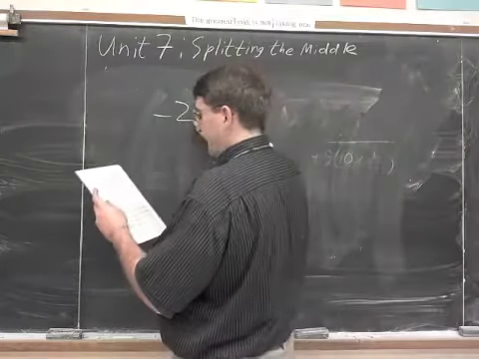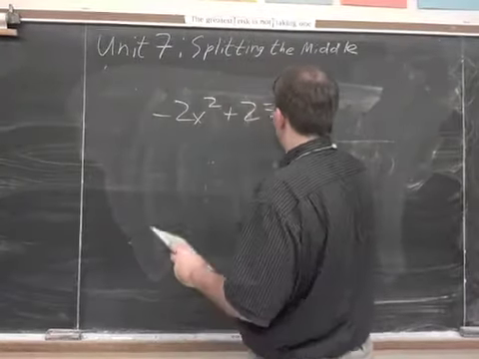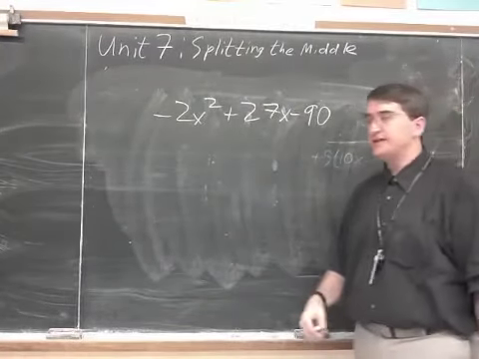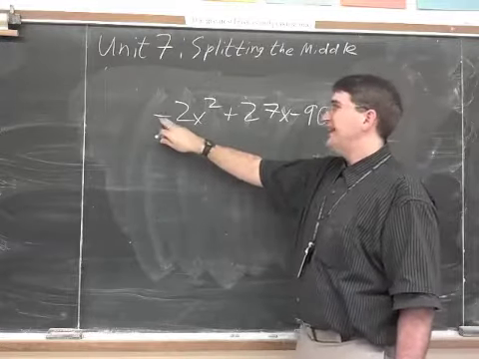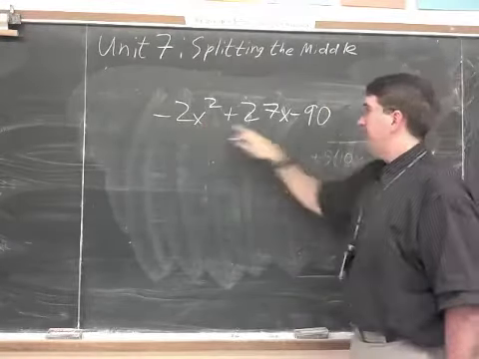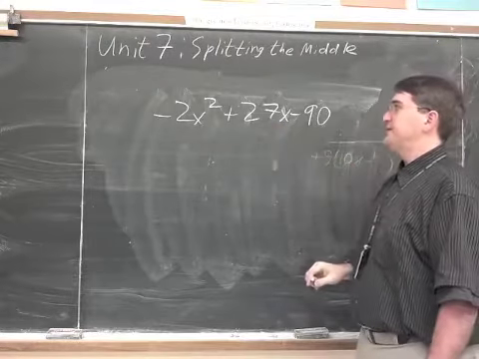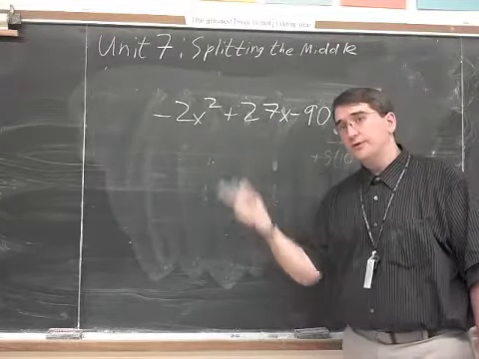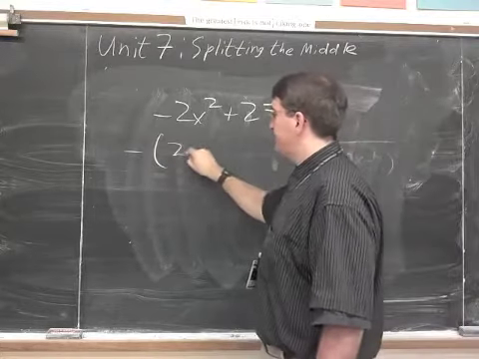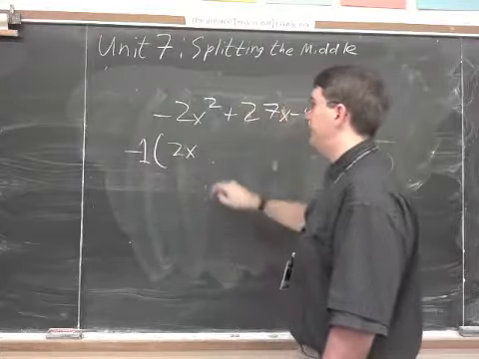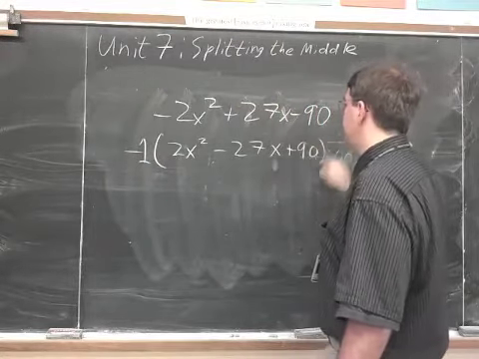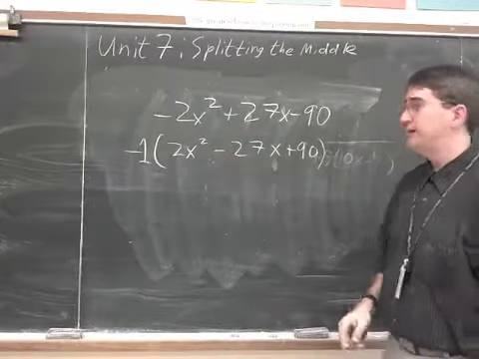Negative 2x squared plus 27x minus 90. Look for a GCF first. Negative 2, positive 27, negative 90. Now I can't take out a 2 because 27 isn't divisible by 2, but we made that point earlier in the video here. That negative sign, I'm going to take that out. I could pretend that that's a negative 1 as my common term. It makes life a lot easier to deal with if the leading term isn't negative.